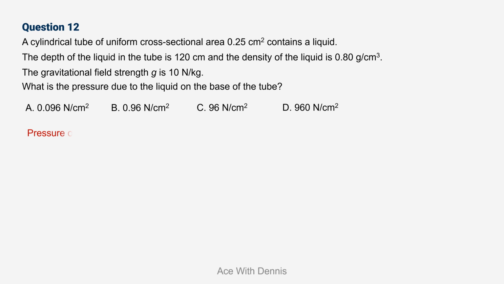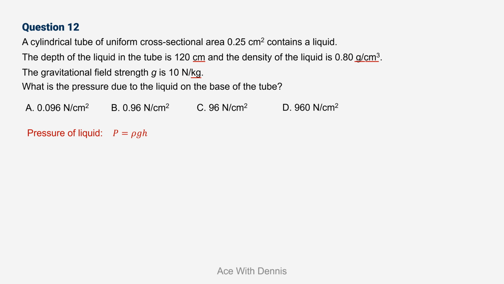To answer this question, we need to calculate the pressure of the liquid, for which the formula is P equals rho g h. But before we calculate the pressure, we need to check the units first. This question is a bit tricky. First we check the length. Length, area, and volume are all in centimeters, centimeters squared, and centimeters cubed. But now the density is in grams per centimeter cubed, while the gravitational field strength is in newtons per kg. So we need to be careful over here.